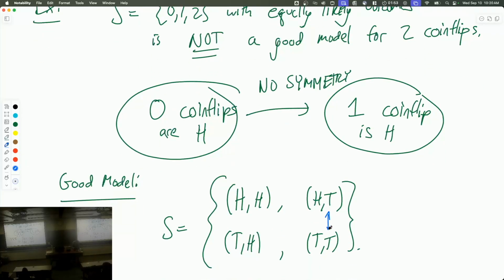Okay. And that's why this is a good model. Okay. Any questions or comments about that? What was that? Yes, right. That's right. I'm taking the question and then we're going to stop.